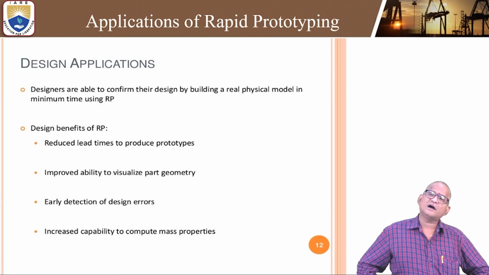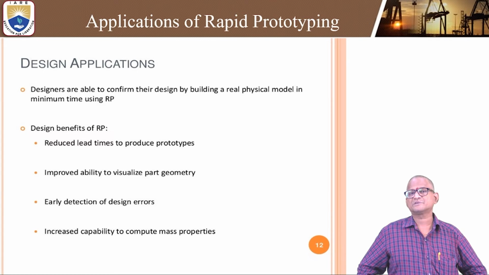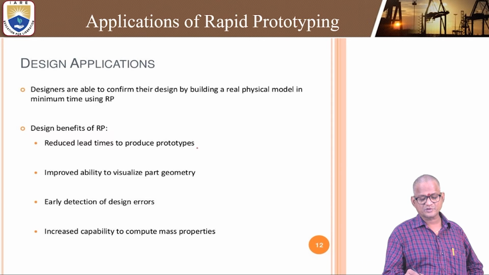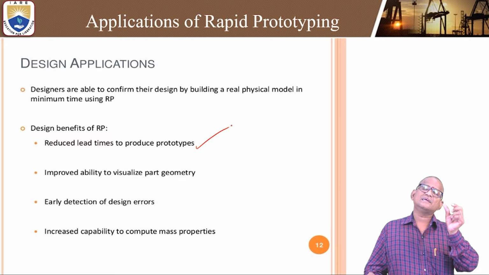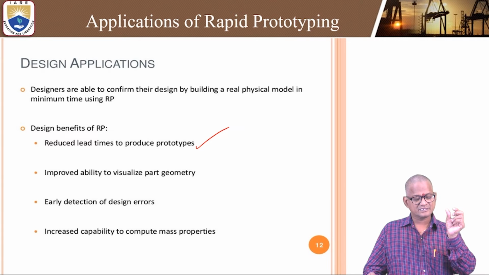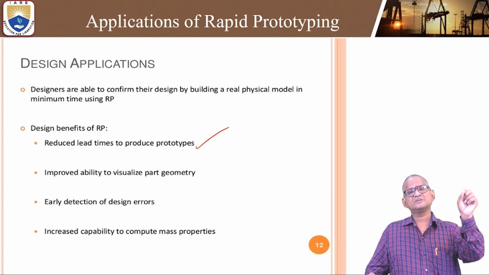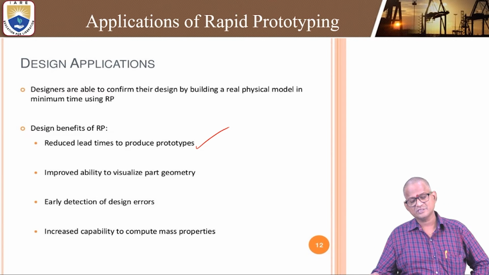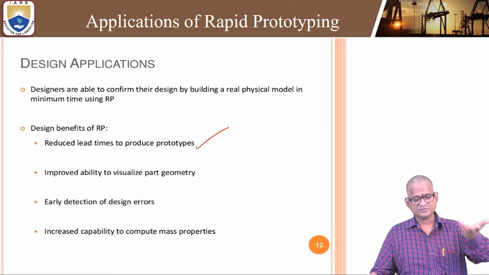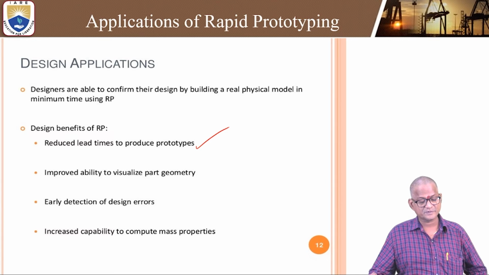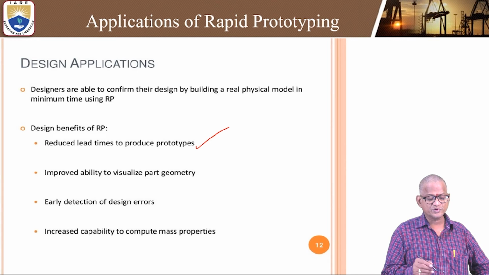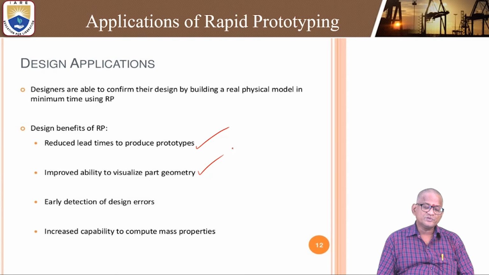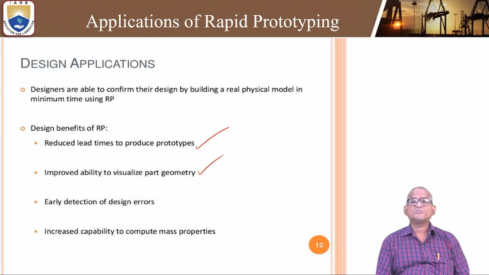Some of the advantages of rapid prototyping: it majorly reduces lead time to produce prototypes. The term lead time can be defined as the time between giving the order and getting the product. Everybody needs it within a short duration of time. And also there is improved ability to visualize the part geometry.